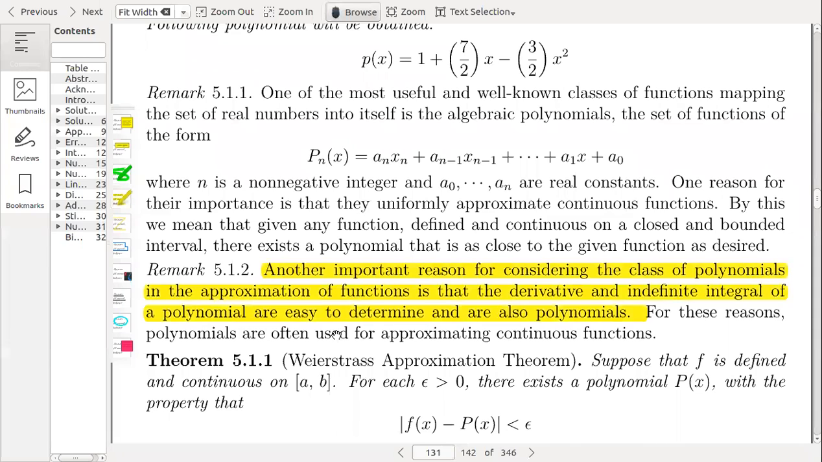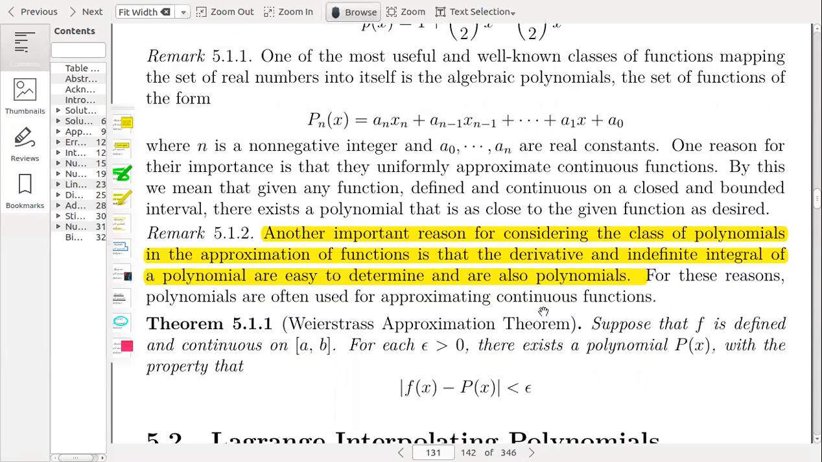That is the main reason to use polynomials as interpolating formulas, or for interpolation. For these reasons, polynomials are often used for approximating continuous functions.